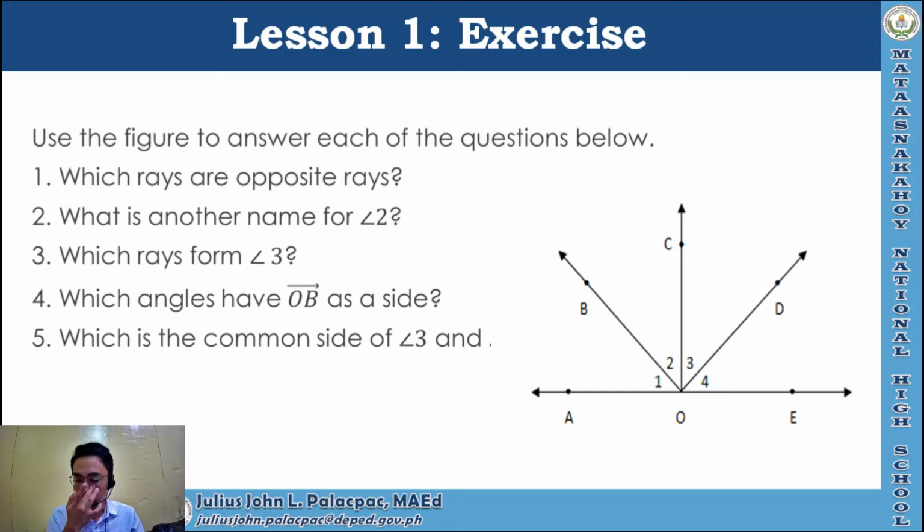Which rays are opposite rays? So, makikita nyo, ray OA and ray OE are opposite rays. Diba? So, marami pang iba dyan. What is another name for angle 2? So, angle 2, ito yun. Pwede siyang angle BOC or angle COB. So, pwede nyo lagyan ito, angle ang tawag niya. So, which rays form angle 3? So, angle 3, ang ray na nakakapag-form ng angle 3 ay ray OC tsaka ray OD.